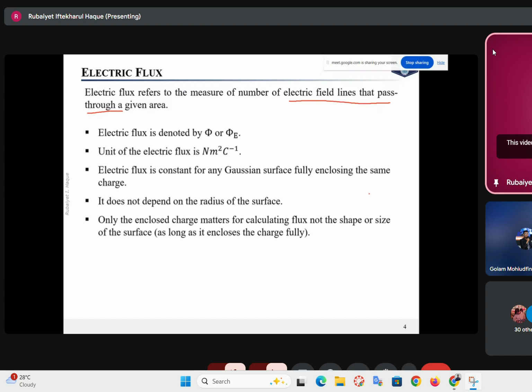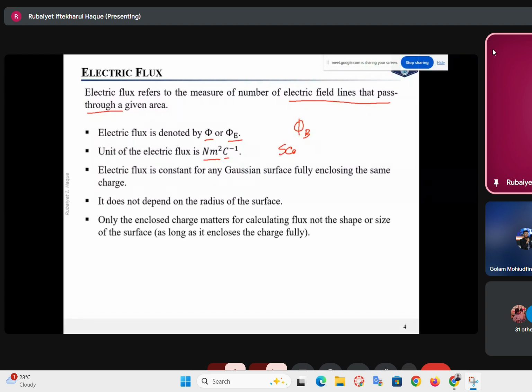If you want to distinguish electric flux and magnetic flux, sometimes we write electric flux as phi subscript e, and magnetic flux as phi subscript b. But if you know that you are talking about one particular flux, you can also present it with just a phi, not divided. Unit wise, it is Newton meter square per coulomb.